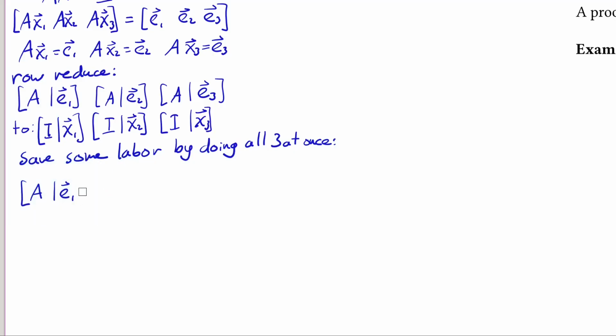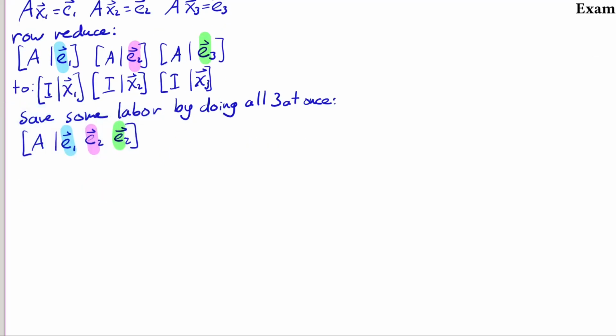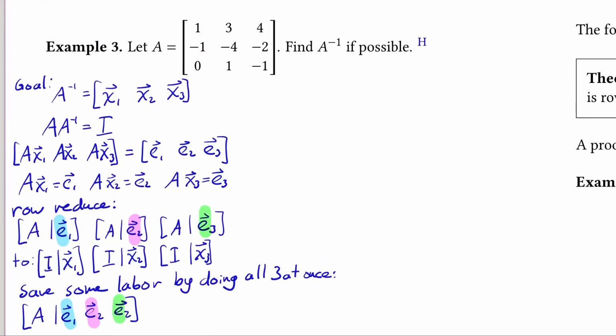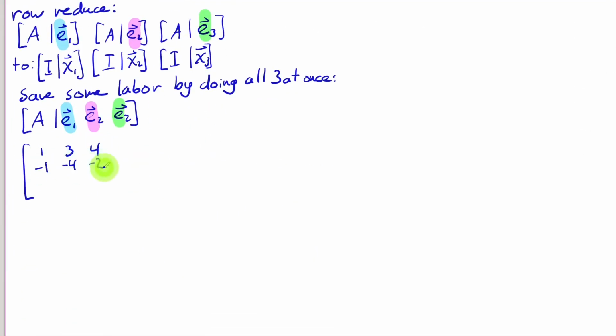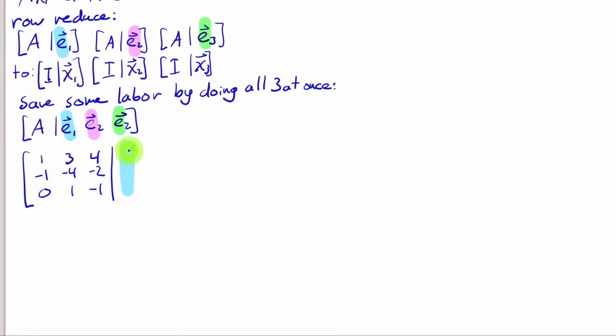We're going to take A, augment it with E1 and E2 and E3, and this is going to represent all 3 of these equations at once. Okay. So let's actually do it. And on the other side, we just have the identity matrix. Okay, so let's do some row operations here.